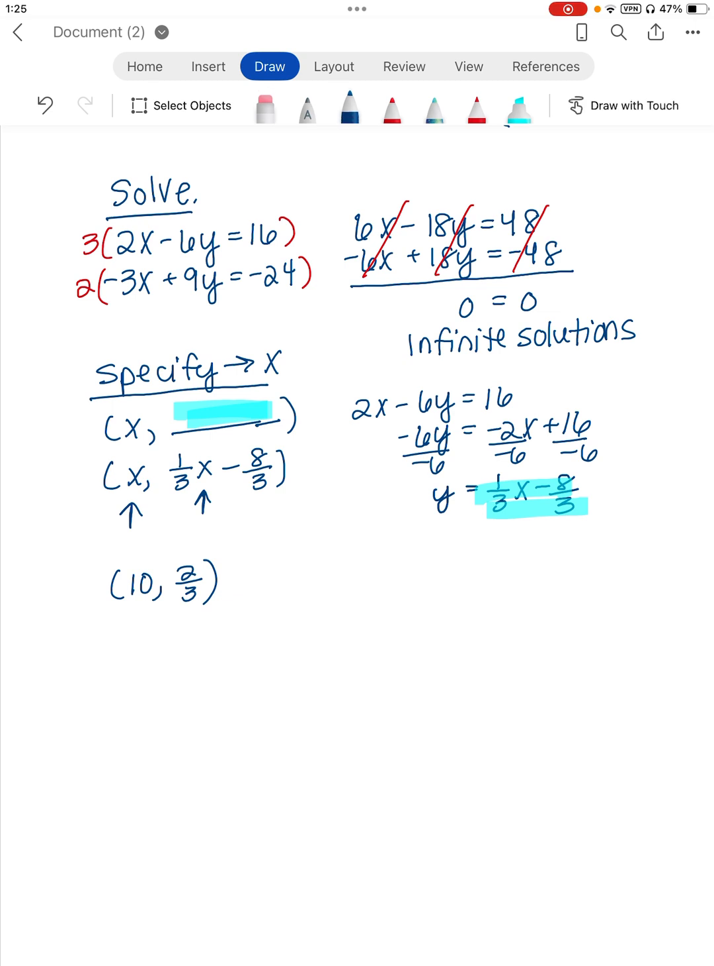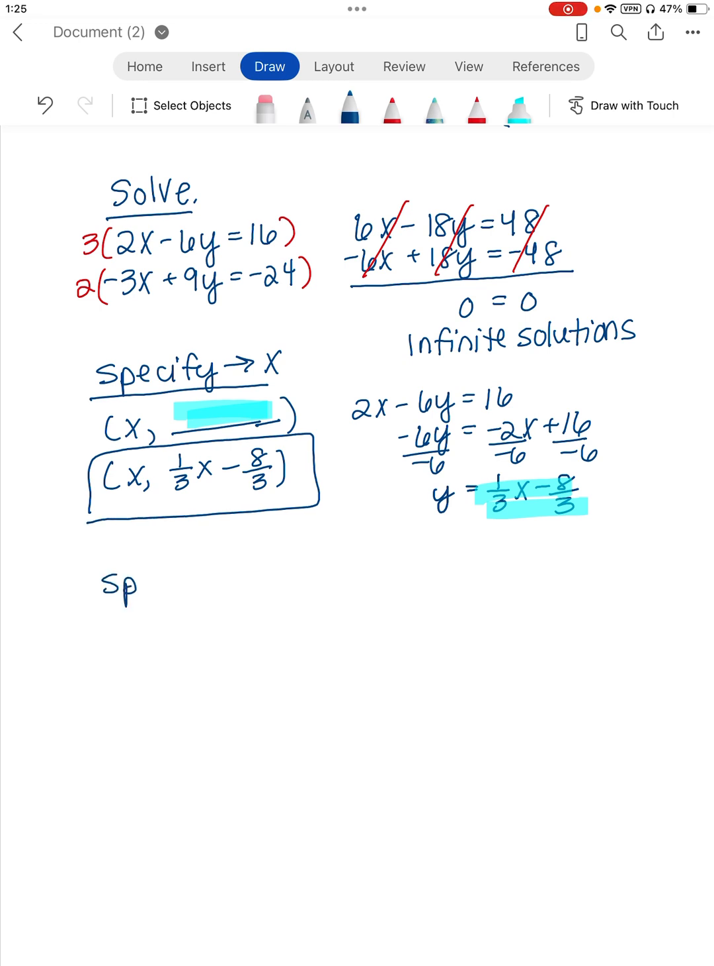Let's say I pick a 1 for x, and then I would have 1 comma negative 7/3. And I can do this infinitely, right? I can always pick another number for x and then generate that corresponding output value that goes with that. And so this is why it's called infinite solutions. So this would be how I would write that solution.